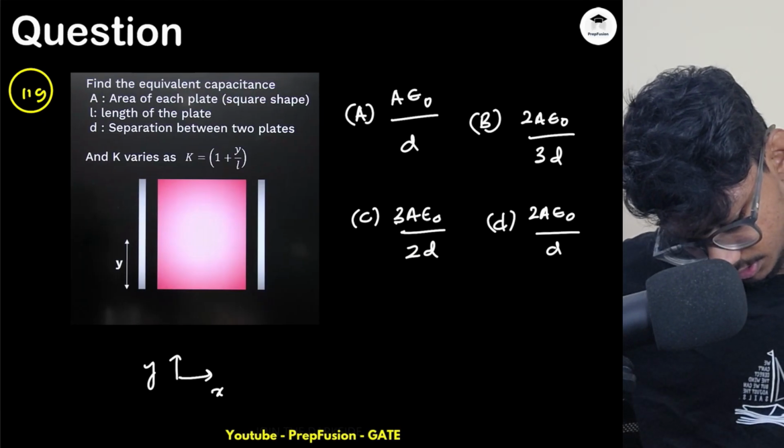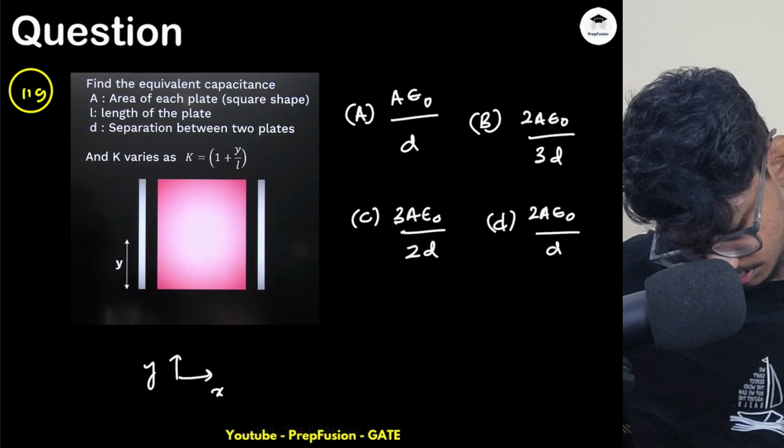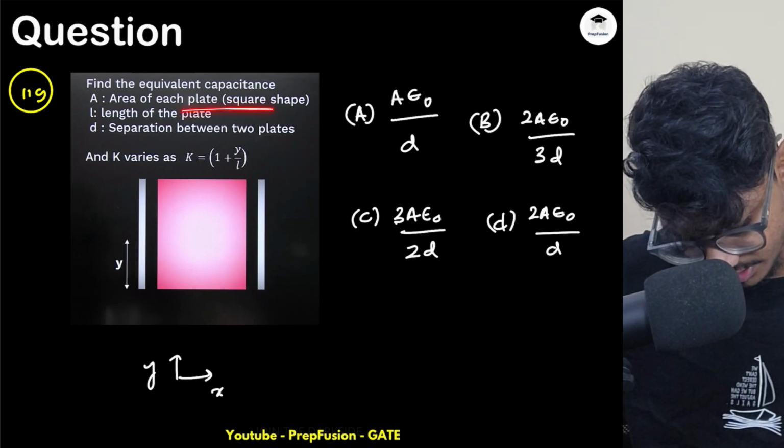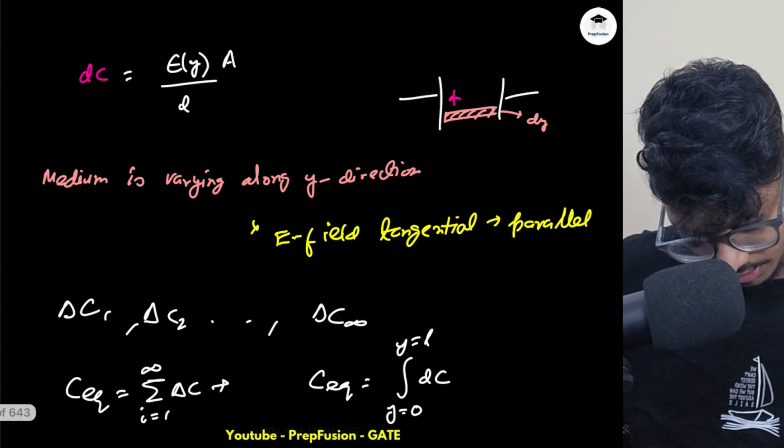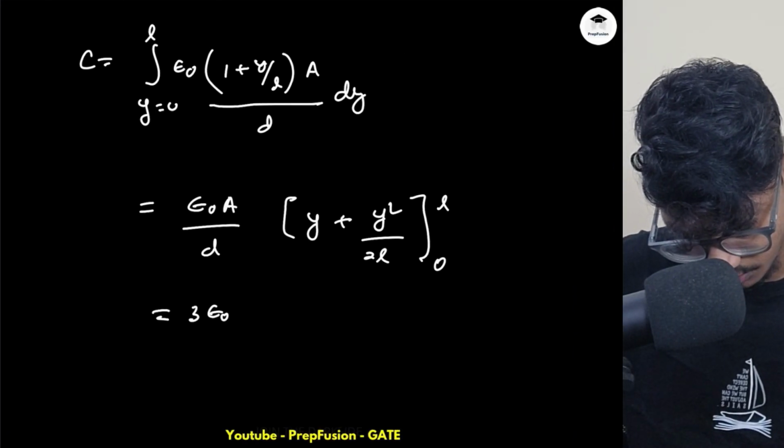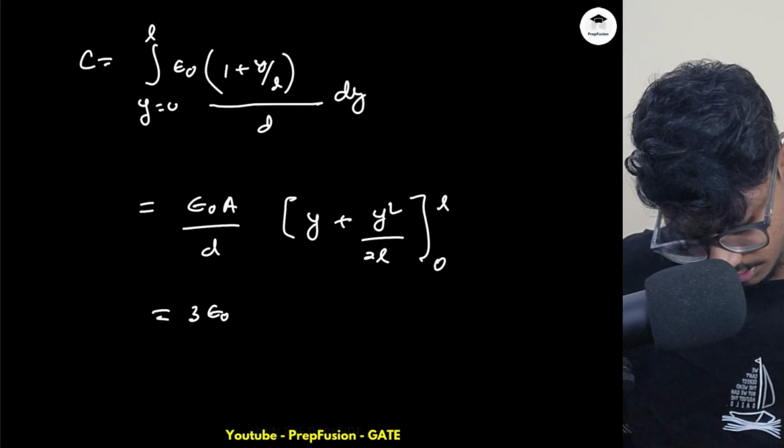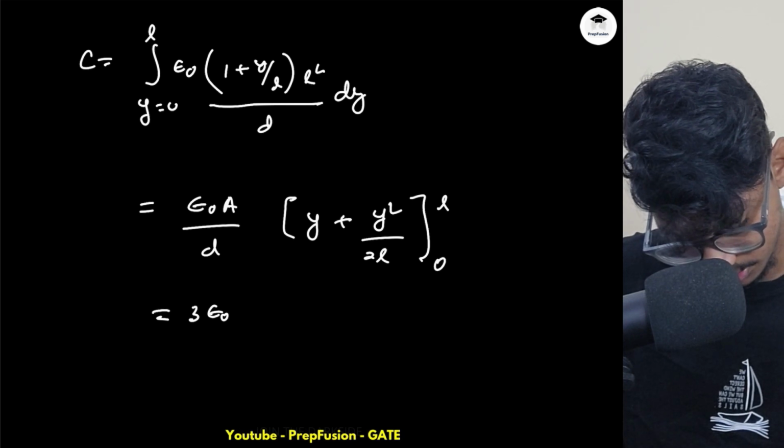Yeah, the area of the plate. This is a square shape, right? If this is a square shape, I don't need to write A here actually. This A is what? Yeah, this is L square actually.